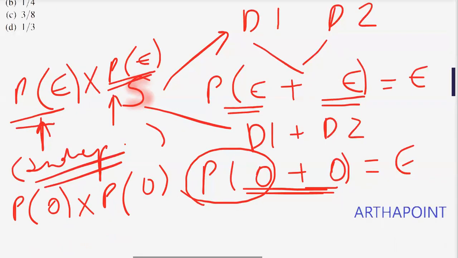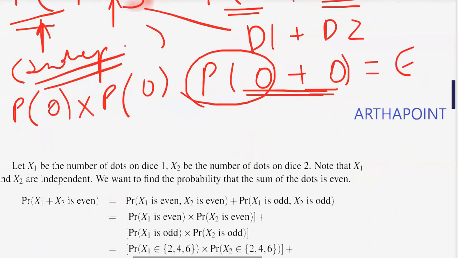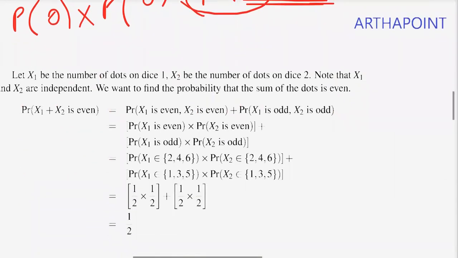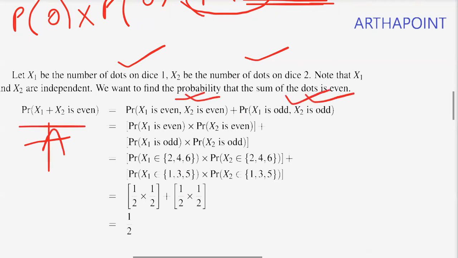So let's try and see how to solve this. x1 is the number of dots on die 1, x2 is the number of dots on die 2. x1 and x2 are independent. Whatever you get when you throw the first die, what you get on the second die is not dependent on it. So getting a 2 on the second die is independent of getting anything on the first die. So they're independent events. The probability of the sum being even is when both of them are even or both of them are odd, because only in these two cases is the sum going to be even.